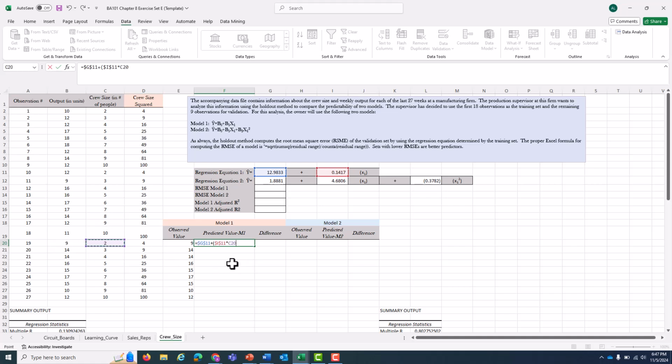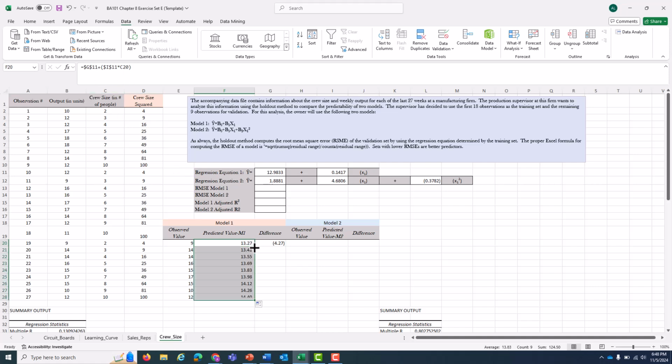Those 2 people made 9 units. So according to our model, if we had a crew size of 2, what predicted amount of output would they have made? They would have made 13.27 units. Much different than our 9. How different, in fact? Well, the 9 units that they actually made, minus the 13.27 that our model is predicting, is telling us that the residual, the actual difference between what our model predicts and the observed value, is negative 4.27. And with that in there and with the proper spots made absolute, I can fill handle.